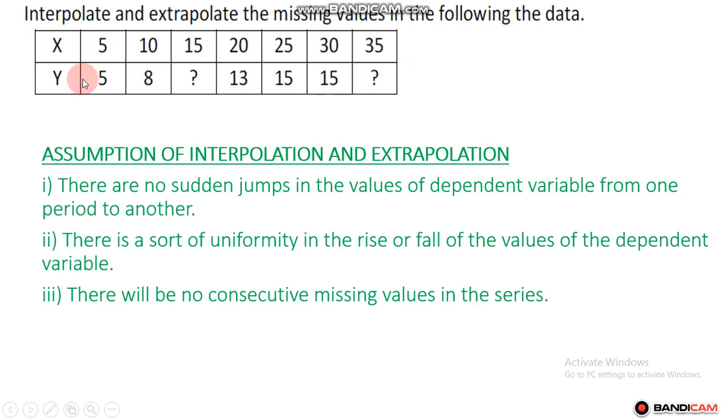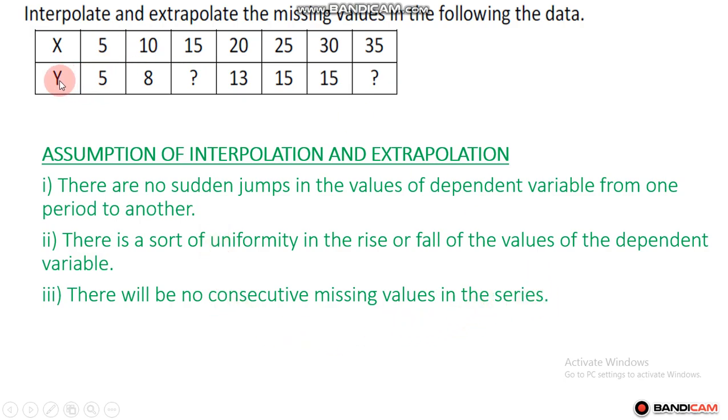And look at the y column, there is no continuous missing value, isn't it? Between 5 and 15, there is only one question mark. After 15, there is only another question mark. So there should be 2 question marks here. We have to find one question mark, which is interpolation, and the second question mark, which is extrapolation. So there will be no continuous missing value in the series.